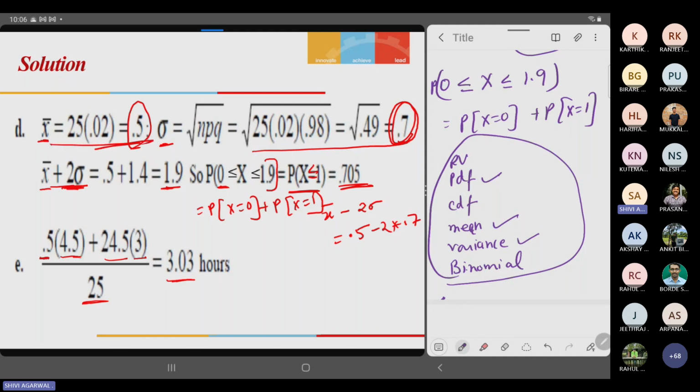This is 0.5 multiplied by 4.5, the time allowed for the students who have received the accommodation. But 1 minus the expected value, out of 25 students with mean 0.5, so 1 minus mean is 24.5 who are not receiving the accommodation, multiplied by 3 hours. They can be allowed only 3 hours, divided by 25 here. So it is the mean value of the time that they can allow. That comes to 3.03 hours specifically here.